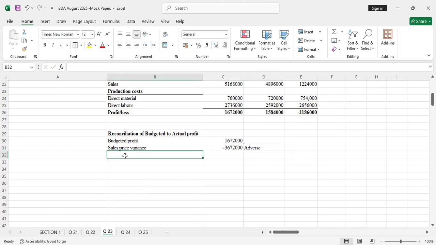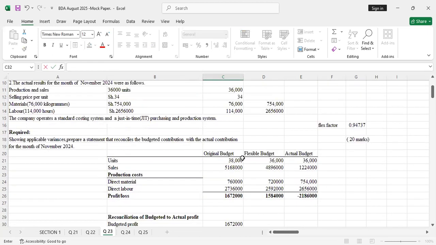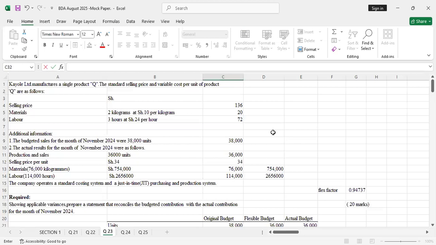We continue. Then we go to the next item. The other one will be the sales volume variance. We're still on sales. Come here and say equals to. What is the formula for the sales volume variance? The formula is always budgeted quantity minus actual quantity, then you multiply by the budgeted contribution. I'm going to look at the budgeted contribution first. We know that contribution is selling price minus what? Minus variable cost per unit.